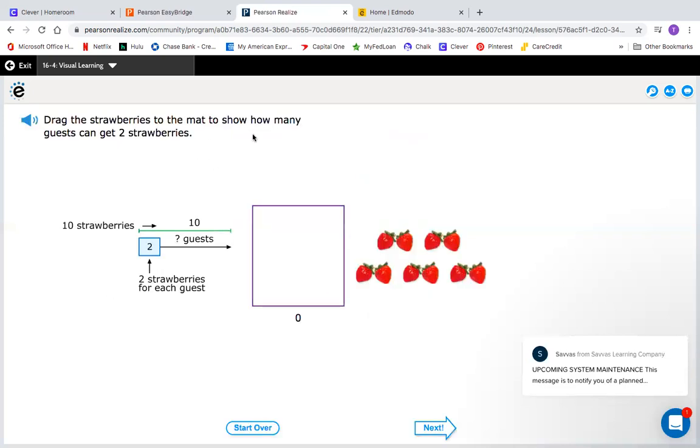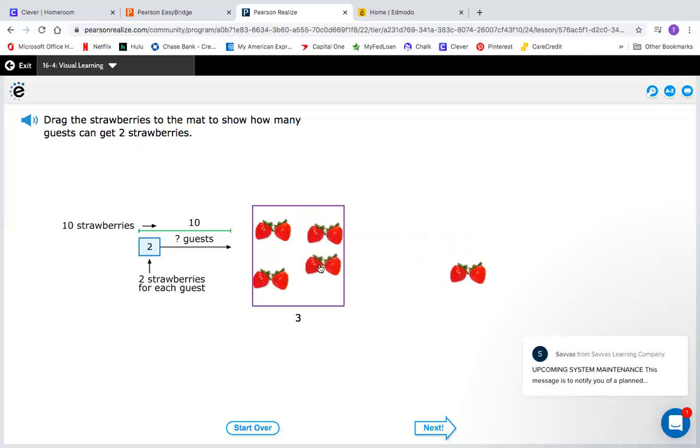So let's see, drag the strawberries to the mat to show how many guests will get 2 strawberries. So here's my 10 strawberries. 1, 2, 3, 4, 5, 6, 7, 8, 9, 10. We're gonna pull them over. So they said each guest gets 2. So here's 2 for somebody. Here's 2 strawberries for somebody else. Here's another group of 2, another group of 2, and another group of 2.